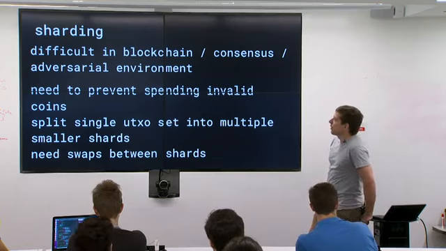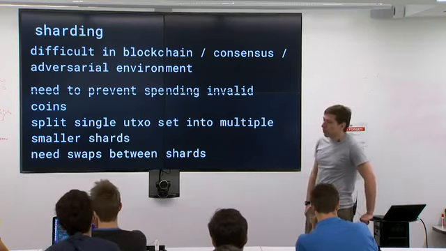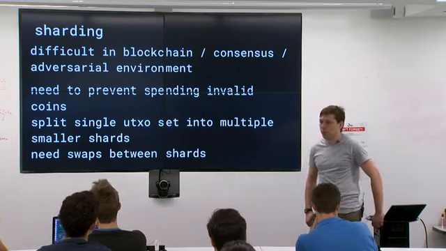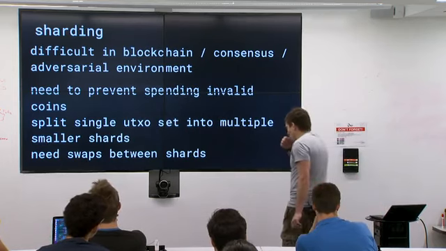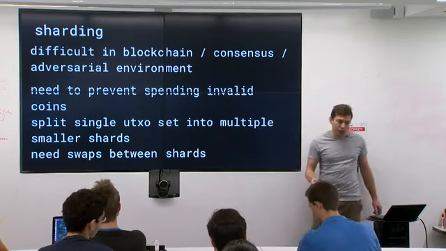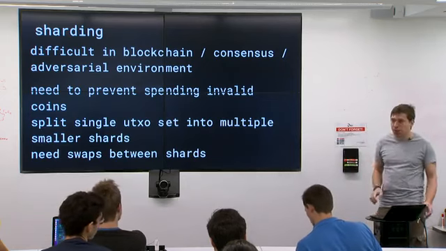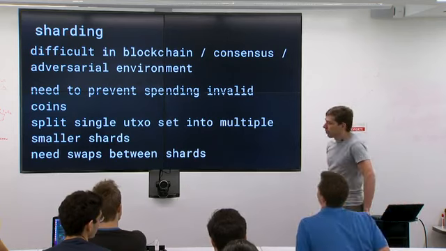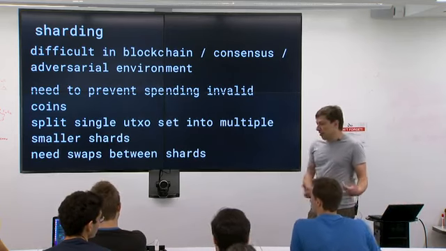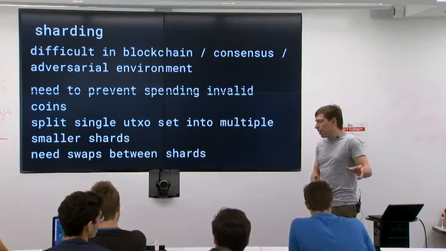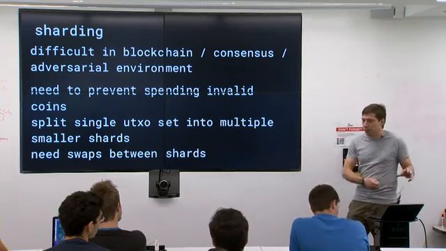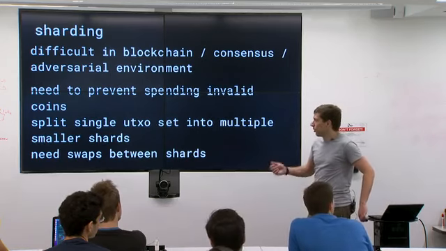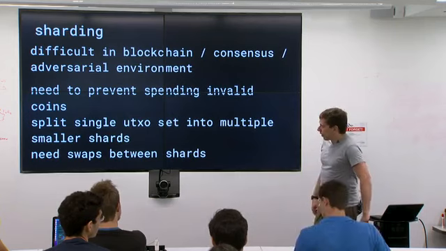It's difficult here because you're in this adversarial environment where people are trying to break your system at all times. People want to create transactions that are invalid because that can be worth a lot of money. Invalid coin, you know, I can say, hey, you don't know about this shard, but I'm telling you that on this shard, I have a lot of money and I'm sending it to you. So give me your house or whatever.